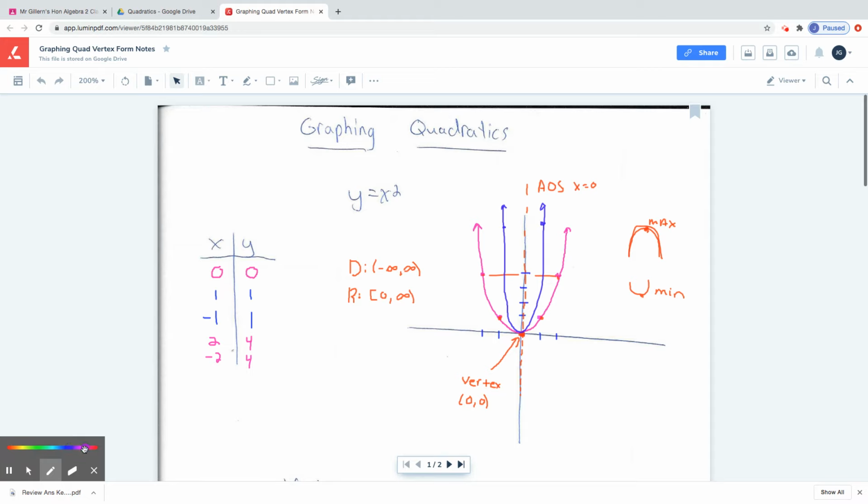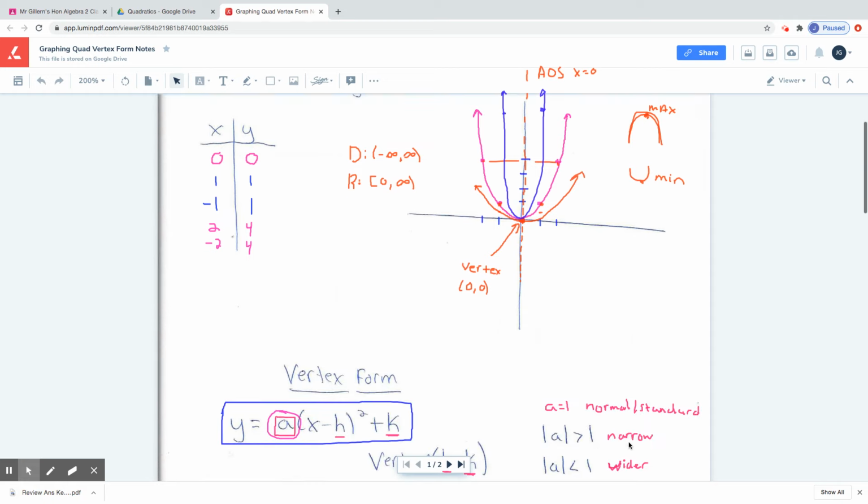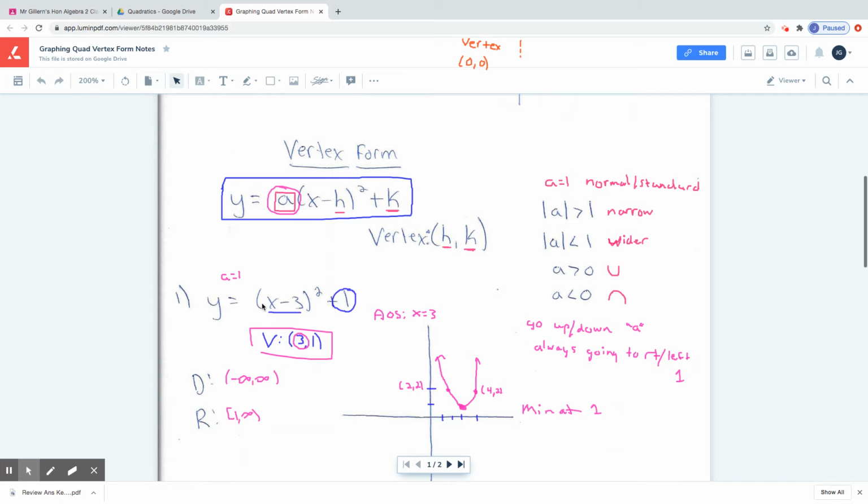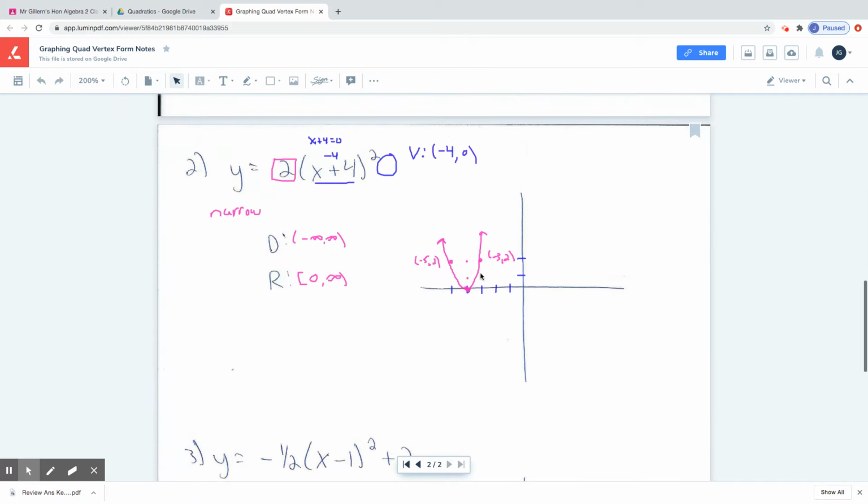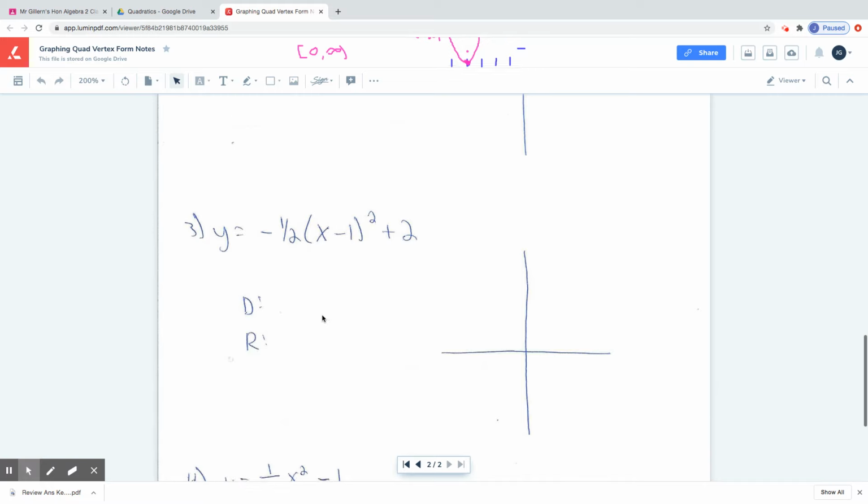Whereas if A is less than 1, let's say it's like 1/2, if I go up a half to the right 1, you can see where that graph is much wider. So that's why when A is greater than 1, it's narrow. When it's less than 1, it's wider. So our first example was normal because A was just 1. Our second example was more narrow because it was larger than 1. This also has a minimum value, and the minimum value is 0 because it's always the y coordinate of our vertex.